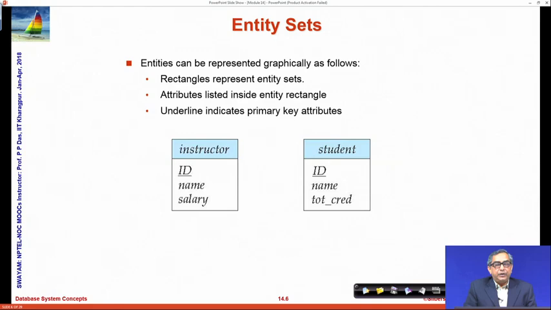Naturally, the first thing to represent in an ER model is the entity set. Every entity set is represented by a rectangle. On the top, we write the name of that entity set. As you can see in the examples here, instructor and student are the two entity sets, and below that we write the names of the attributes that are involved, and we underline the attribute or attributes that form the primary key of that entity set.